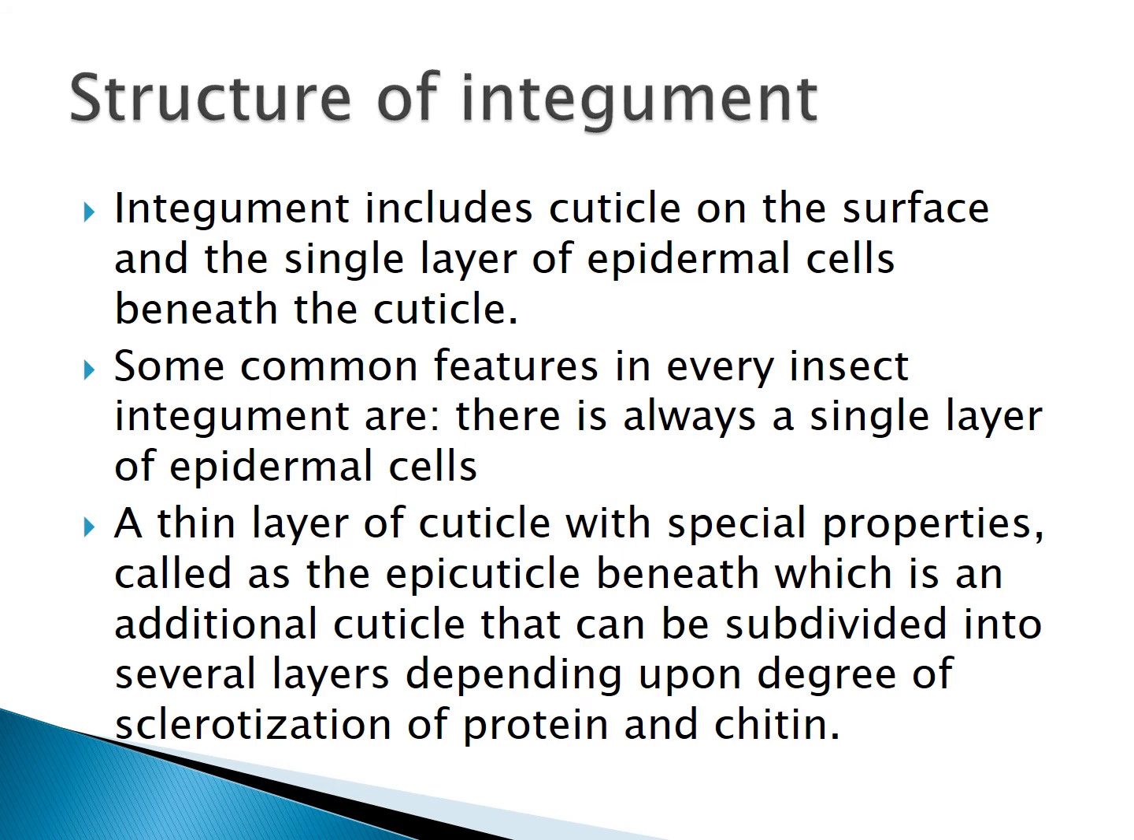Integument includes the cuticle on the surface and a single layer of epidermal cells beneath the cuticle. Some common features in every insect integument are: there is always a single layer of epidermal cells, a thin layer of cuticle with special properties called the epicuticle, beneath which is an additional cuticle that can be subdivided into several layers depending upon degree of sclerotization of protein and chitin. So basically, the procuticle, which is present above the epidermis, and includes endocuticle and exocuticle, is made up of protein and chitin, whereas the epicuticle is made up only of proteins and not chitin.